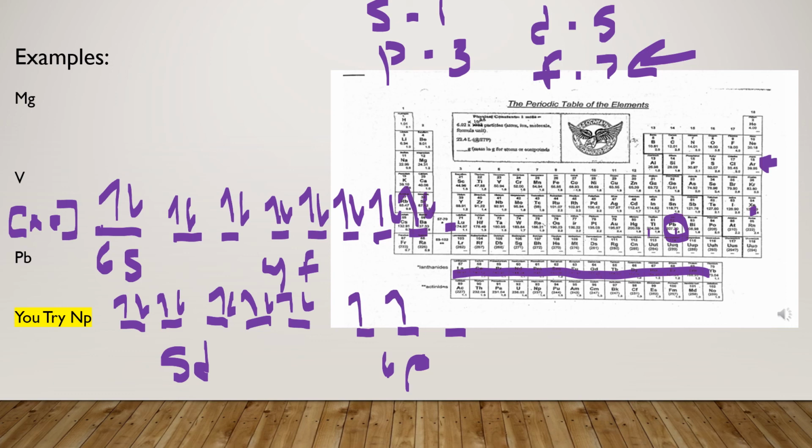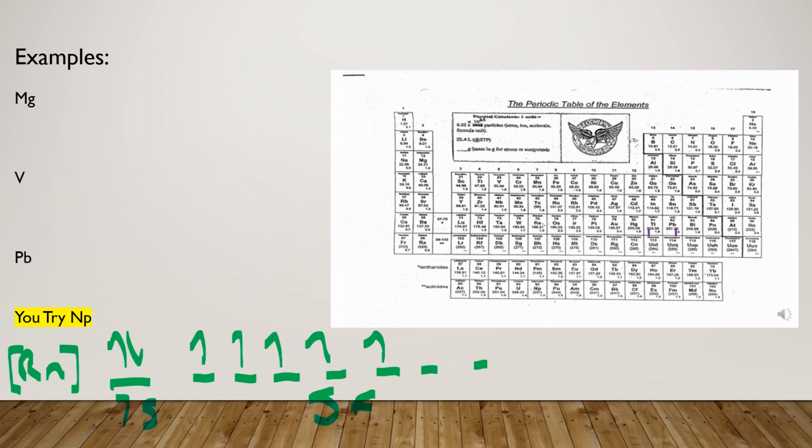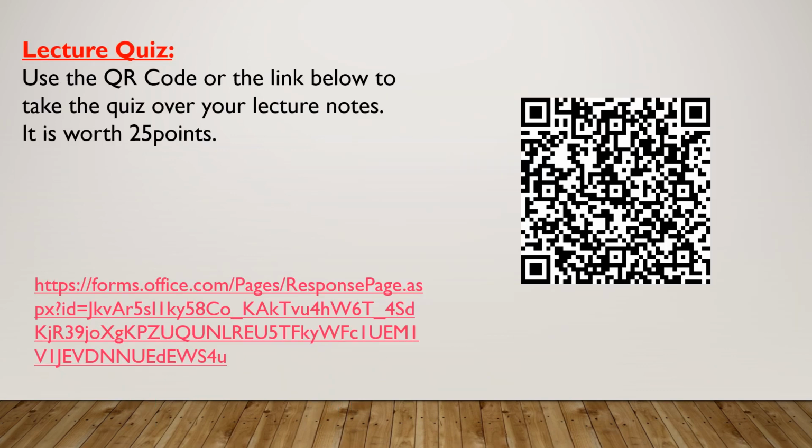You guys try neptunium. If you would pause it while you do that, I'll write out the answer while you're on pause. Okay, you guys should have for neptunium, I did radon as my noble gas. You've got 7s with 2 electrons, and then you've got 5f with 5 electrons, just like that, all the same spin, separate orbitals. All right, so you guys should be in pretty good shape now.